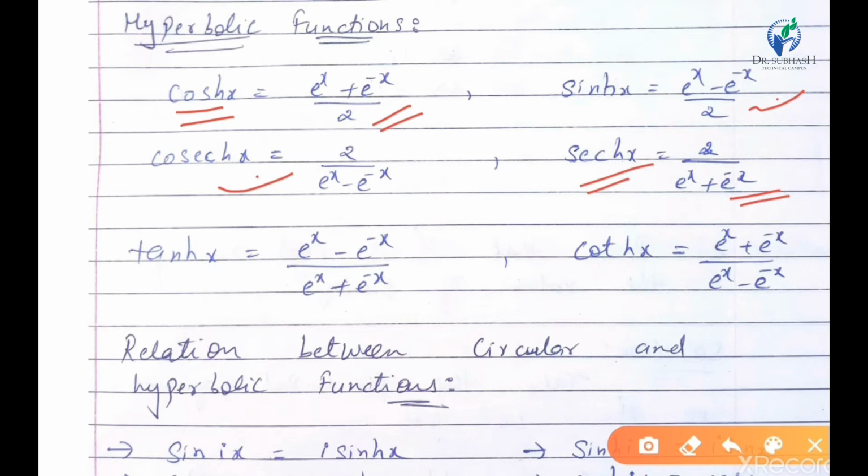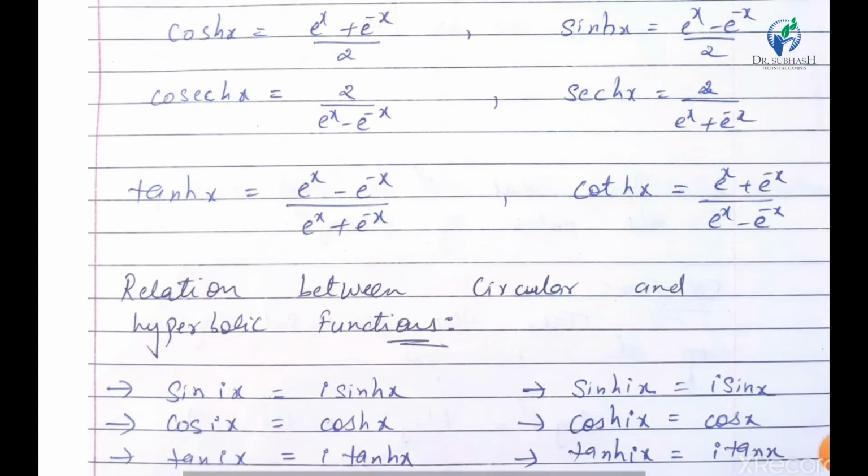Now tanh x will be equal to sinh upon cosh. So this will be e raised to x minus e raised to minus x upon e raised to x plus e raised to minus x. Now coth x is cosh upon sinh. So this will be equal to e raised to x plus e raised to minus x upon e raised to x minus e raised to minus x. These are some hyperbolic functions and we need to remember these formulas.